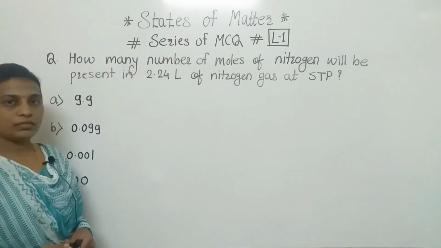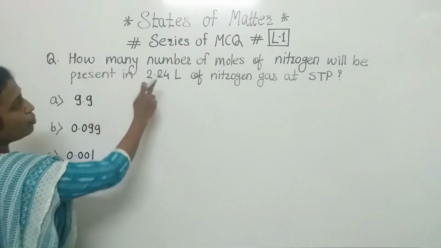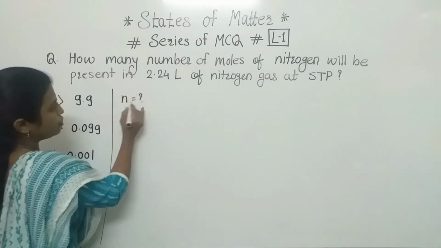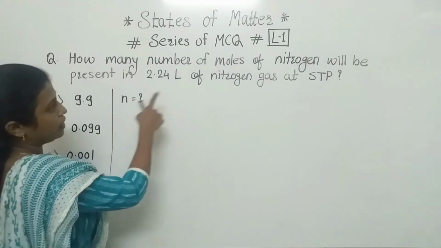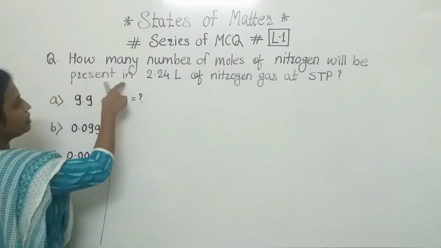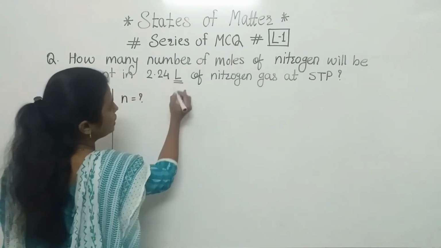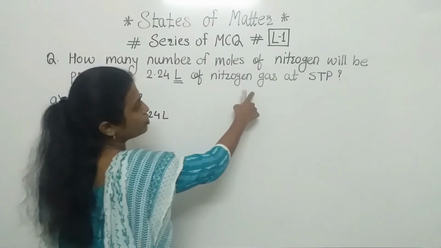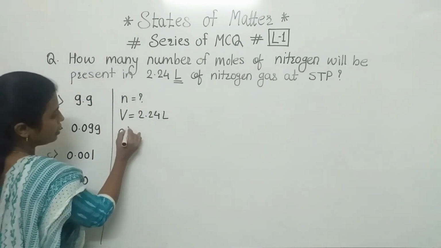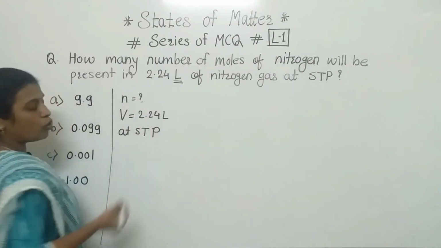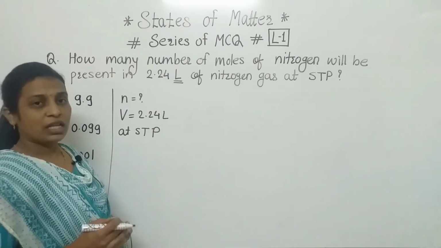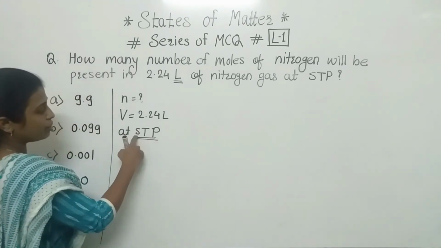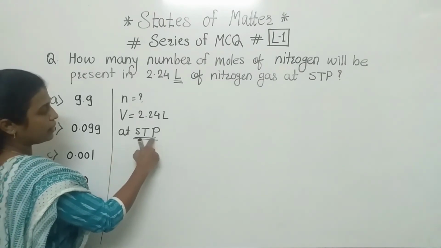Now we'll discuss the third one. What is that third MCQ? How many number of moles of nitrogen will be present in 2.24 liter of nitrogen gas at STP? They asked the number of moles, and as we know the symbol for the number of moles is n. At STP only volume is given, but the remaining part is not given. Then which formula can we use, that we have to find out. Now see here, STP is nothing but standard temperature and standard pressure.